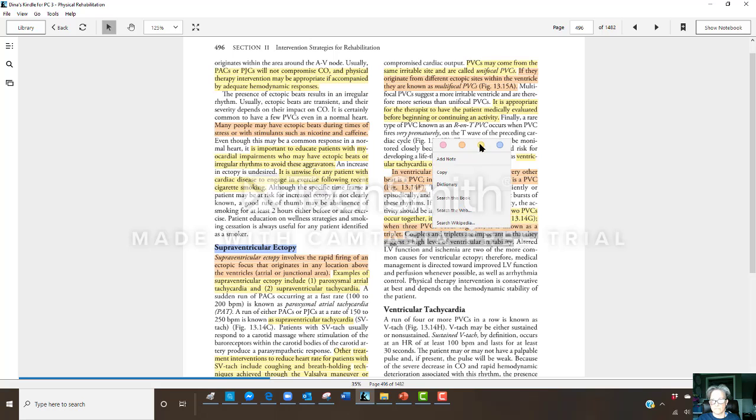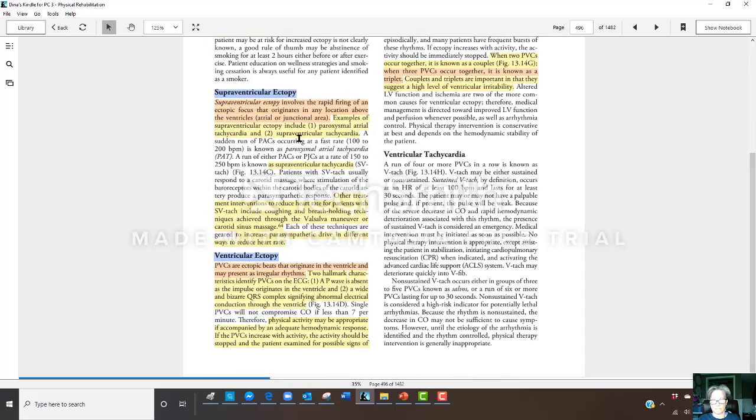Altered left ventricle function and ischemia are two of the more common causes for ventricular ectopy. Therefore, medical management is directed toward improved left ventricle function and perfusion whenever possible, as well as arrhythmia control. Physical therapy intervention is conservative at best and depends on the hemodynamic stability of the patient.